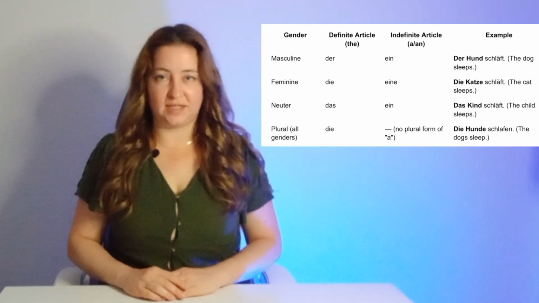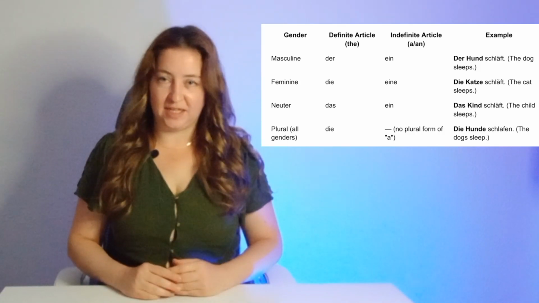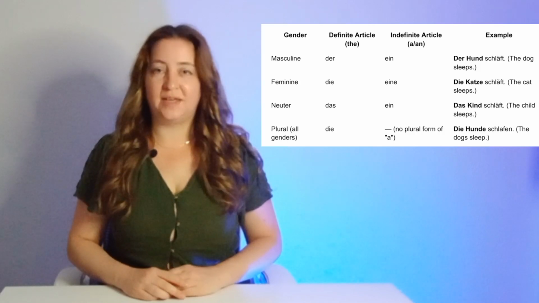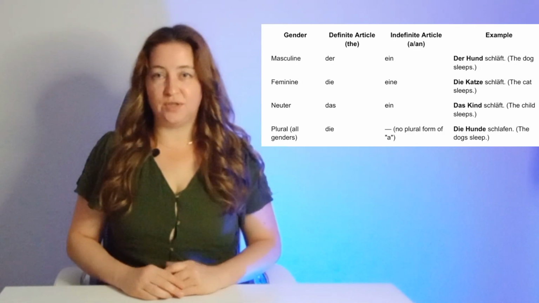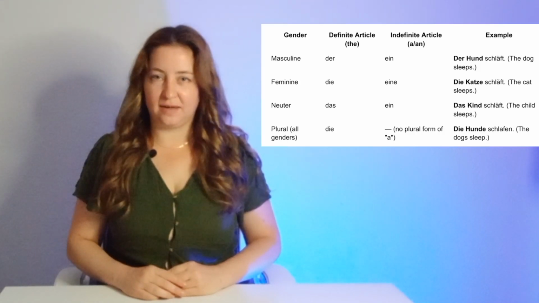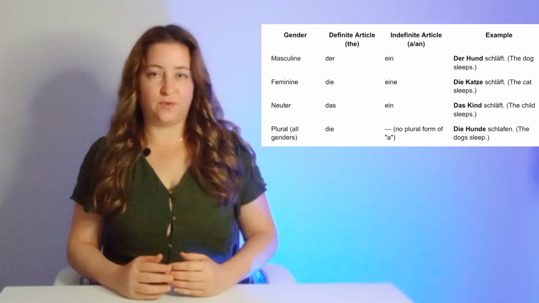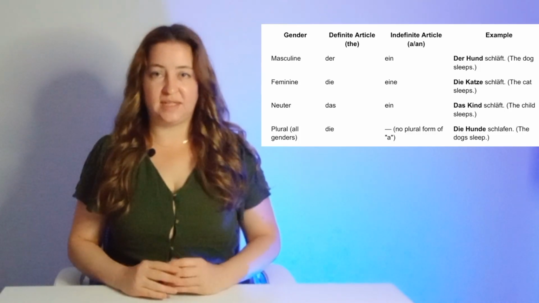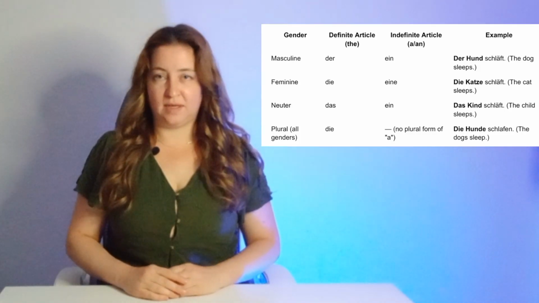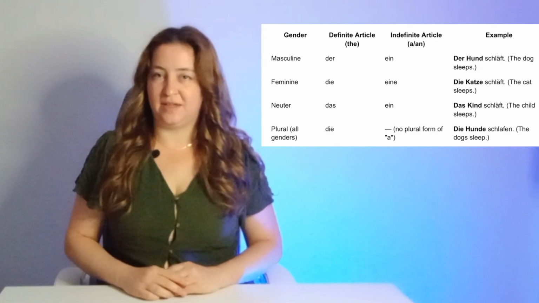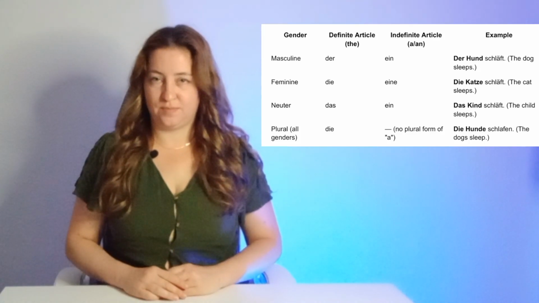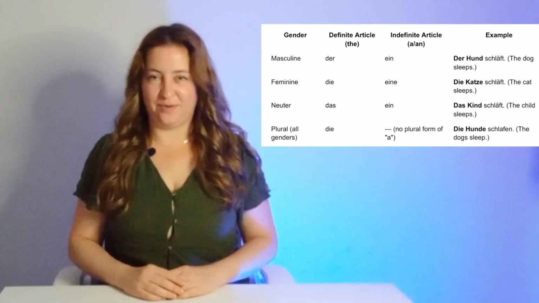In the nominative case, if the subject is masculine, use der or ein. If the subject is feminine, use die or eine. If it's neuter, use das or ein. And for all plurals, it's always die, even for neuter and masculine words in plural. Easy enough so far, right?